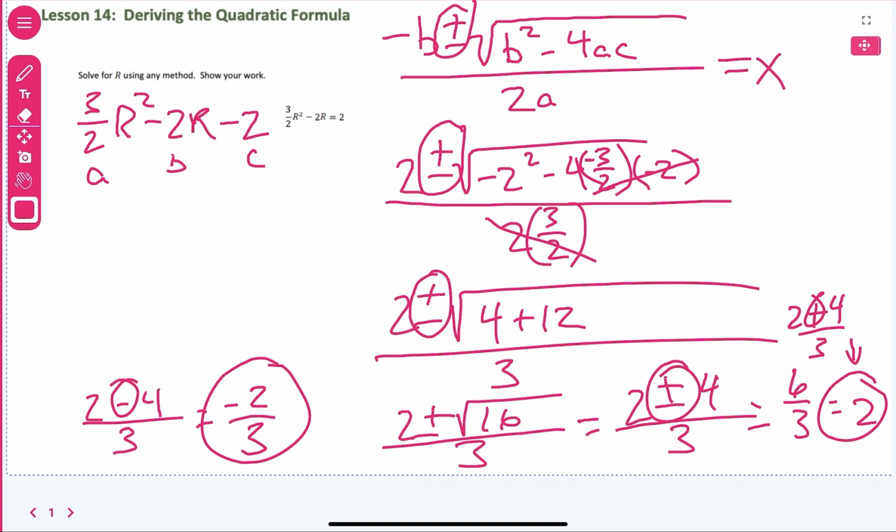Okay? Because what is the square root of 16? 4 and negative 4. Negative 4 times negative 4 is 16. 4 times 4 is 16. That's the reason why I have to do plus and minus. Do you see that? Memorize this for the rest of your life. Forever.